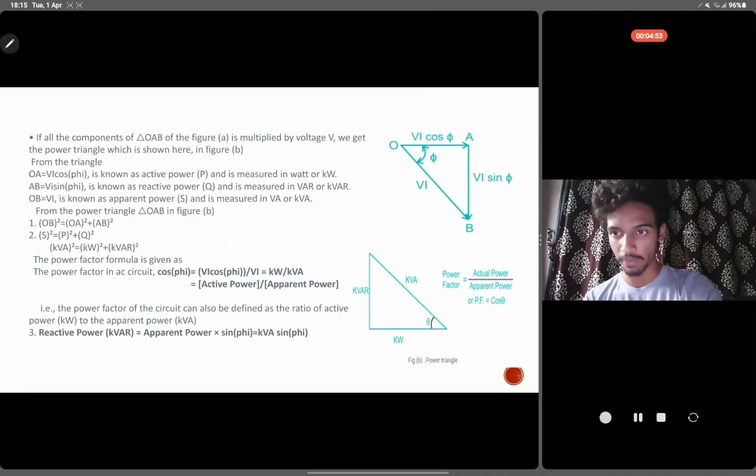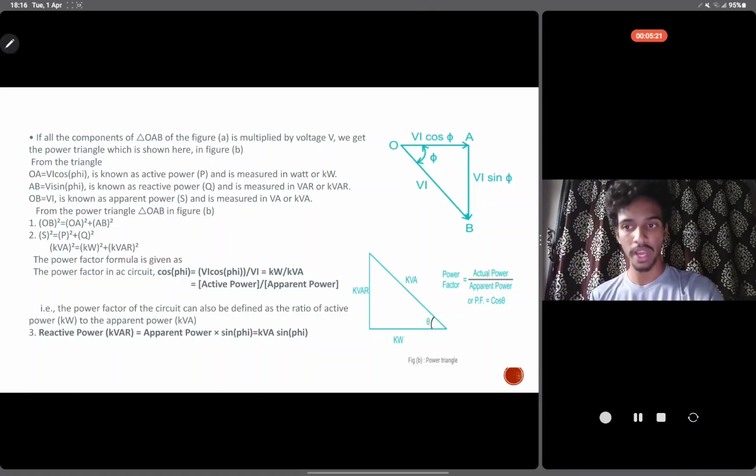OB is equal to VI, which is also known as the apparent power, denoted by S, and is measured in volt-ampere or kilovolt-ampere. From the power triangle OAB in figure B, by using the basic formula, hypotenuse square is equal to opposite square plus adjacent square, where OB square is equal to OA square plus AB square.